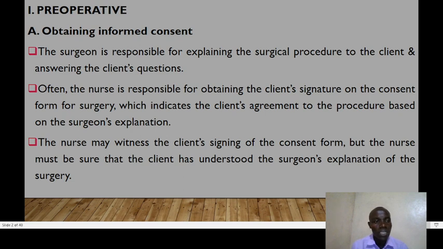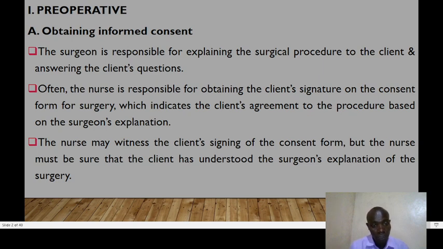First of all, the surgeon is normally responsible for explaining the surgical procedure to the patient and answering any of the patient's concerns. This involves any questions relating to the procedure and how the patient is going to recover afterwards. Often the nurse may be responsible for obtaining the client's signature on the consent form, which indicates that the client agrees with the procedure based on the surgeon's explanation.